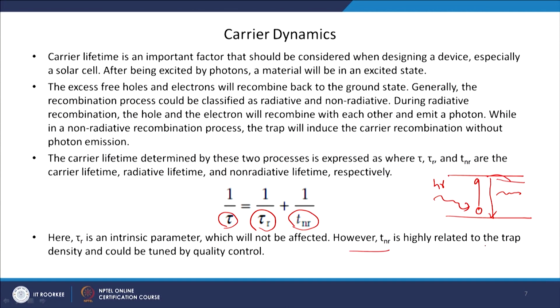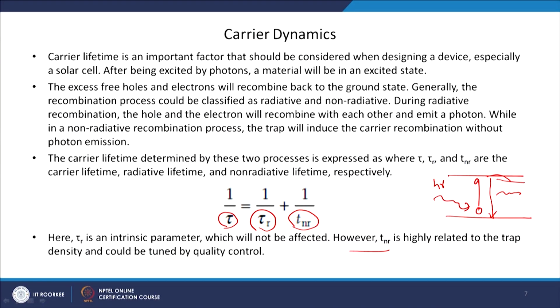So, that means the lifetime due to the non-radiative part can vary depending upon your crystal growth process. So, tau NR is highly related to the trap density and could be tuned by quality control. So, we cannot control tau R, but we can control tau NR, because it will depend upon how we have grown our material. If we have fewer trap states, then this tau NR value will be something. If we have a larger trap state density, since tau NR comes from trap-assisted recombination, it will depend upon the value of the trap state, and then the tau NR value will be something else. So, that is why we can tune the tau NR value, but we cannot tune the tau R value. Tau R is an intrinsic property of the material which we cannot tune, but tau NR is not an intrinsic property of the material, it depends on the trap state and can be tuned.